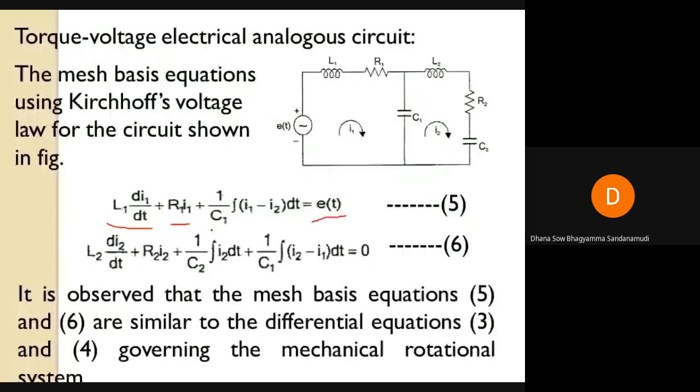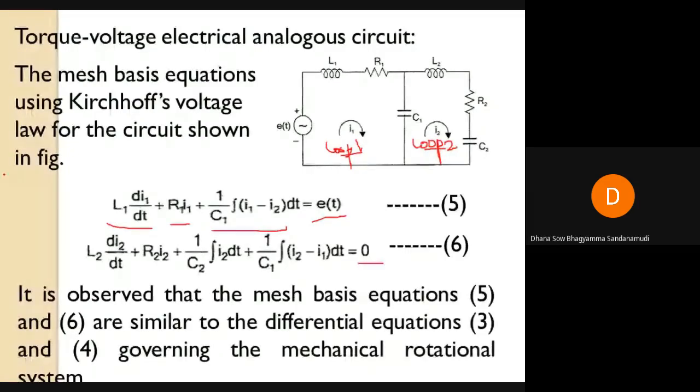Okay, this is loop 1, this is loop 2, and the capacitor is in both the loops. So L1 di1/dt plus ... integral of (I1 minus I2) dt equals V of t. Similarly, let us consider loop 2. In this loop 2, there is no source. Therefore, the source in the loop is 0.